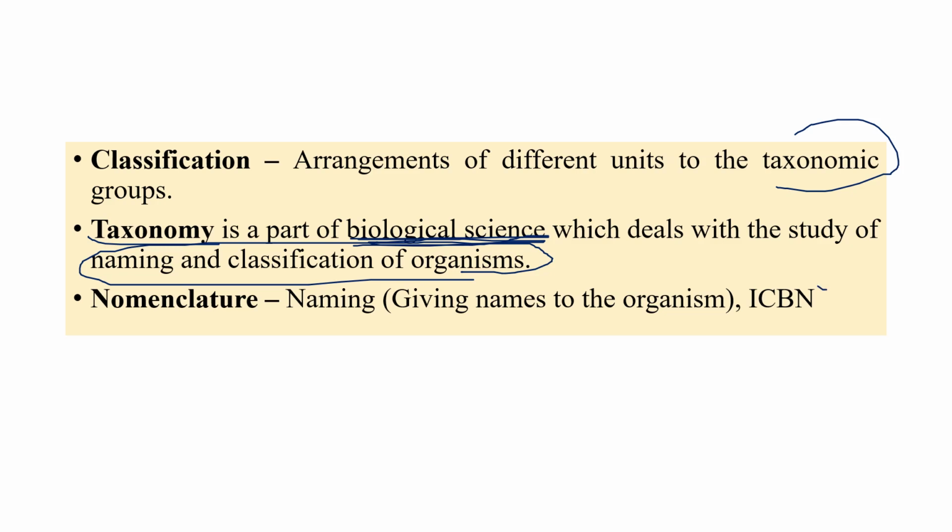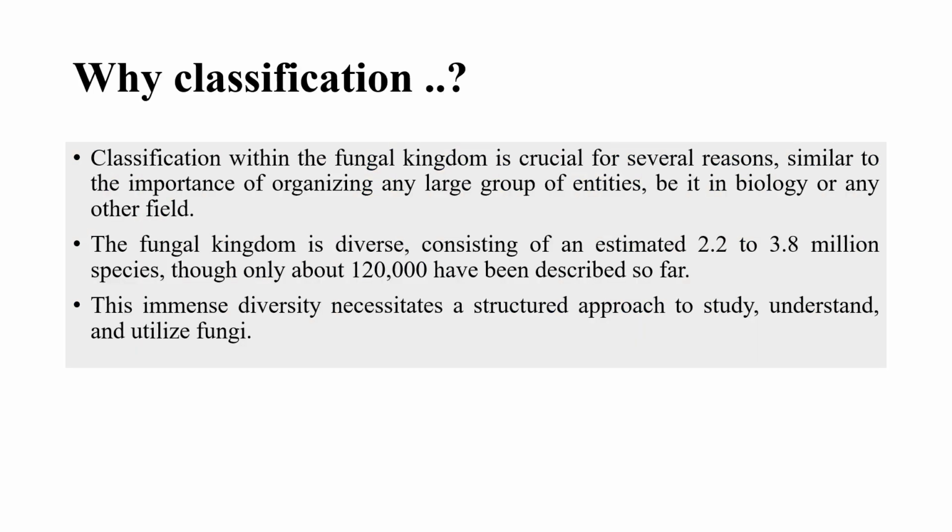When it comes to organisms, every group has its own governing body. For example, for fungi there is the ICBN, the International Code of Botanical Nomenclature. For viruses, there is the ICTV, formerly ICNV, whose name changed to ICTV, the International Committee on Taxonomy of Viruses, 1973. So this is a general introduction to taxonomy and classification.